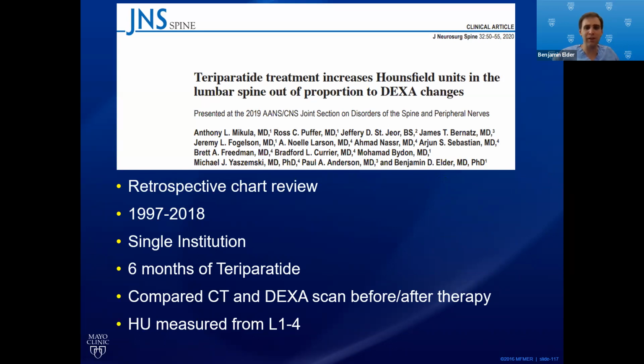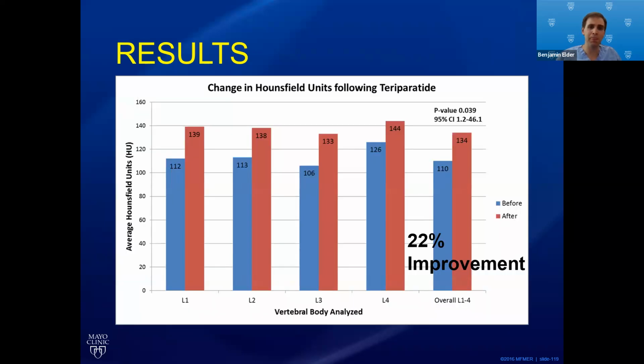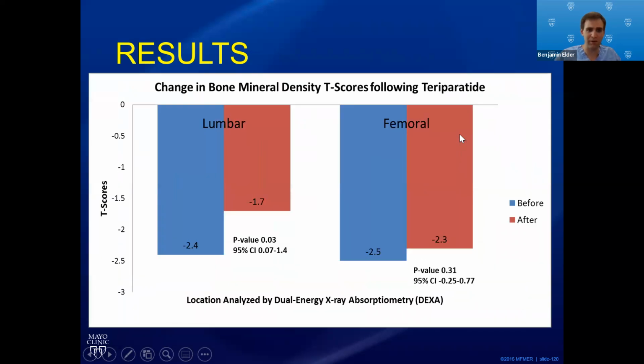So this was a study that we did looking at the effects of teriparatide on bone density in the spine based on Hounsfield units and DEXA. So we looked at patients at Mayo with at least 6 months of treatment with teriparatide and who had a CT and a DEXA scan both before and after therapy. So we identified 52 patients with a mean age of 67 and a mean of about 21 months of treatment with teriparatide. And so based on this, overall in the lumbar spine, we found a 22% improvement in the Hounsfield units, from an average of 110 to 134, with at least 6 months of treatment.